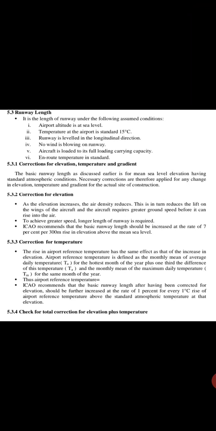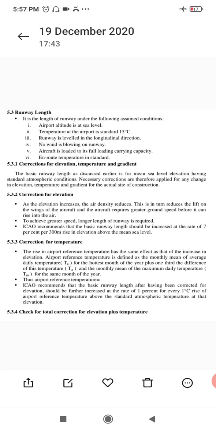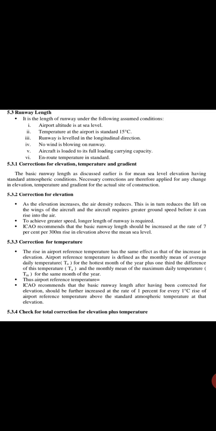Corrections for temperature. The rise in the airport reference temperature has the same effect as that of the increase in elevation. Airport reference temperature is defined as the monthly mean average daily temperature, that is TA, for the hottest month of the year plus 1/3 of the difference between TA and the monthly mean daily temperature TM for the same month of the year. This is for aircraft reference temperature.